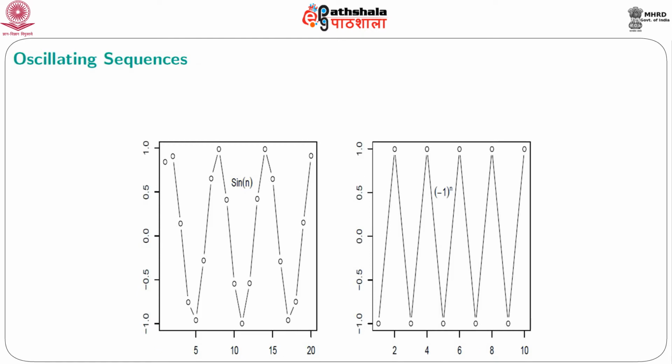Now, one can see the picture of an oscillating sequence. For example, in the first plot, we have considered sin n, and we find that we get a series of values which are between minus 1 and plus 1, but no specific pattern is observed for the sequence. As another example, we have considered minus 1 to the power n, which oscillates between minus 1 and plus 1, but is neither increasing nor decreasing.